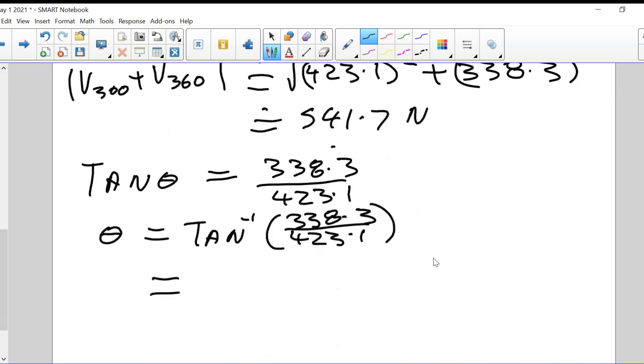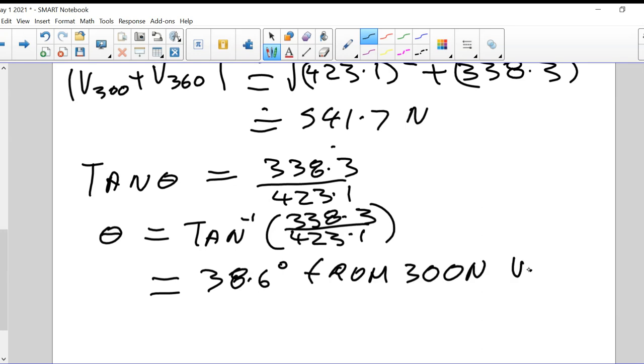What's that angle? I've only seen some people over and over, but I haven't seen everybody. There's lots of people. 38.6 is what? Thank you very much. Degrees. Now that answer, again, should look familiar, right? So this is 38 degrees from the 300 Newton vector.